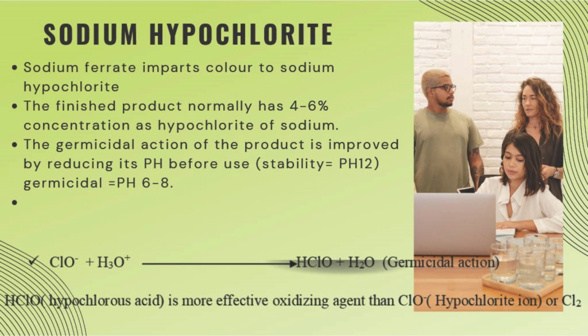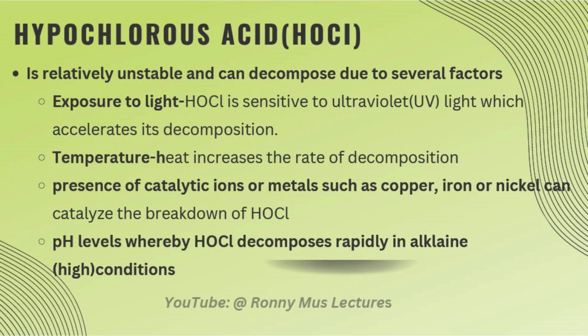So hypochlorite ion reacts with acid to give you hypochlorous acid. Remember, hypochlorous acid is the one that has germicidal activity. And hypochlorous acid is more effective as an oxidizing agent than the hypochlorite ion or chlorine itself. Look at hypochlorous acid. The formula is HOCl.